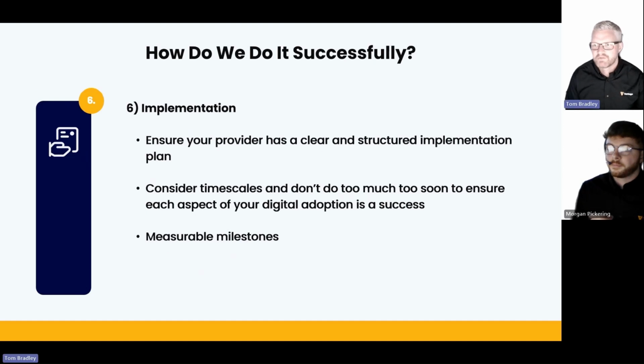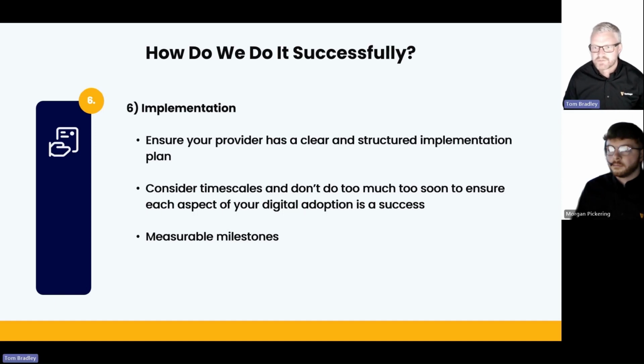So we're now at the point of actually implementing our chosen software solution. First and foremost, ensure that your provider has a clear and structured implementation plan. You want to know what's required of you at each given stage as an organization, and again, for the key players in your organization to know what their obligations are to make this implementation a success. In terms of timescales with your implementation, there can often be a feeling of, let's get this done, let's get it done quickly. And that's typically not the best approach to take.